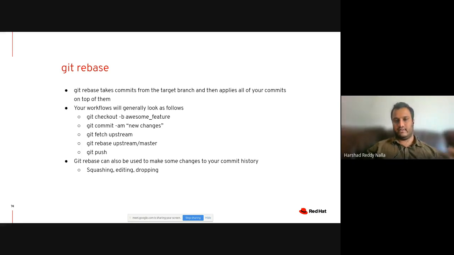And then there are a few other things like squashing, editing, and dropping. We will go through this, but just to give you an example, squashing means if you have 10 commits, and you think all these commits are changes in a single file and I can explain it in one commit, you squash those 10 commits into one, and then you explain that in your commit message.